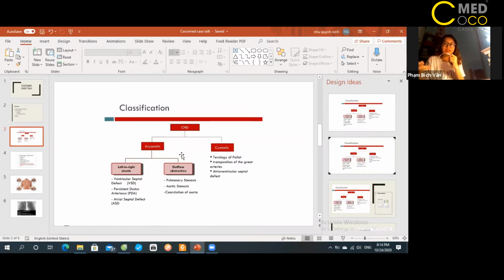If the shunt is from the left to the right, it can't cause cyanosis, because the left side has blood full of oxygen, which makes the blood red, so it doesn't cause cyanosis. That's one reason.